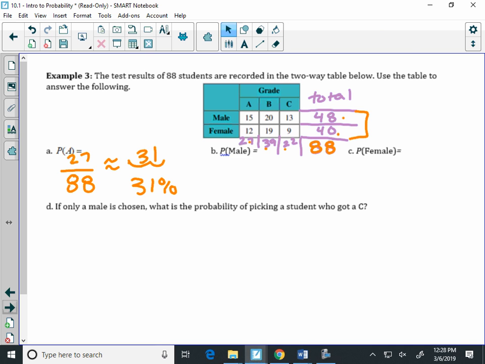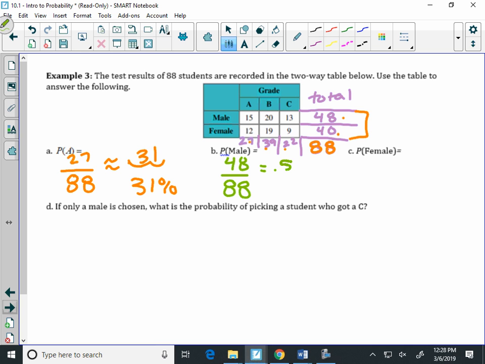For B, we want to find the probability of picking a male. So again, what's going to go on the bottom of our fraction? 88. Okay. Of those 88, how many were male? 48. What's 48 over 88 as a decimal? Divide it in your calculator. What do we get? 0.55, which is 55%.